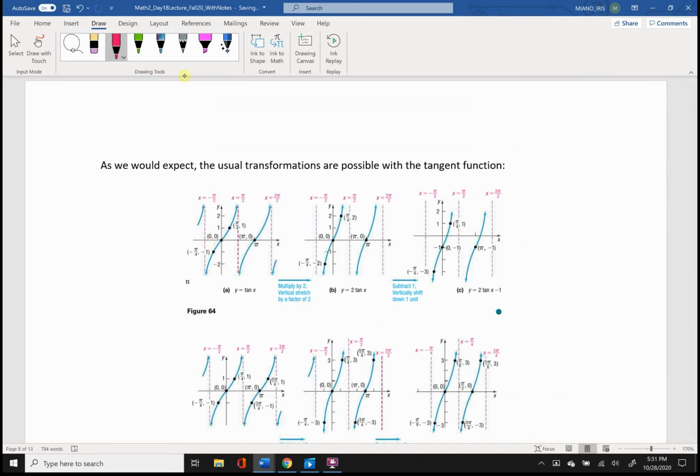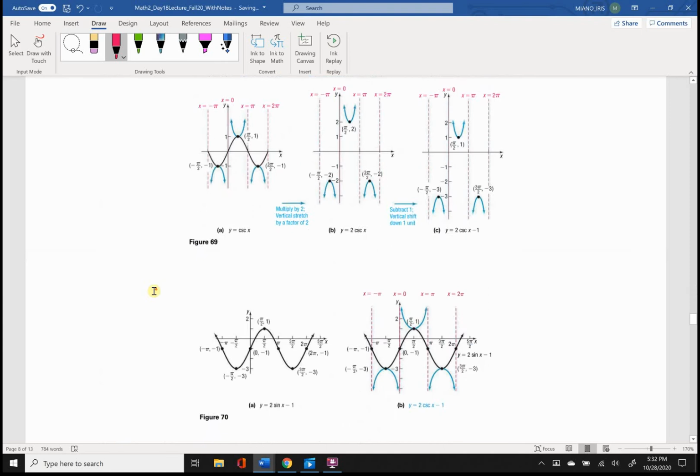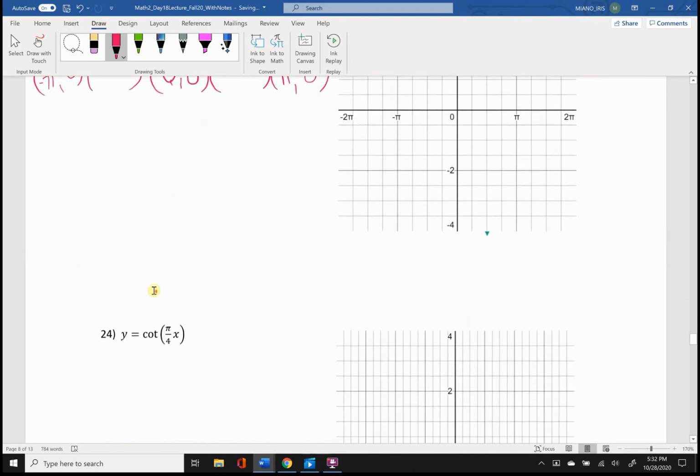I'm going to go ahead and circle them. These points are the ones that we're going to want to manipulate according to the stretch factor of -2. So it's going to be kind of flipped over the x-axis as far as this trajectory is concerned. For our -2 tangent x, instead of going up at pi over 4 and negative pi over 4 to either 1 or -1, it's going to go to 2 or -2.